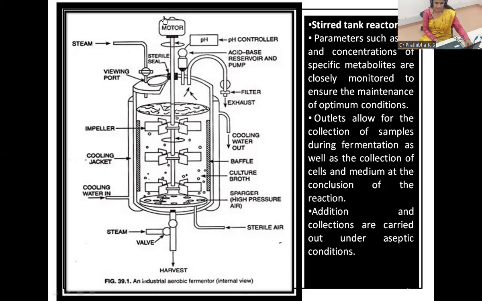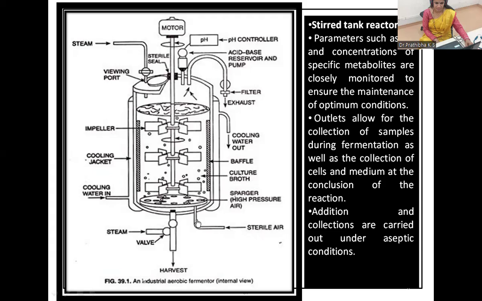You can see here, this is the motor which is connected to the shaft. Then you can see here, this is the steam valve. This is the sterile seal, and this is the viewing port. And these are the impellers. You can see here, this is the media and the microorganisms. And this is the cooling jacket, the cooling water inlet pipe. And here you can see this is the steam valve. And this is the harvest outlet valve.